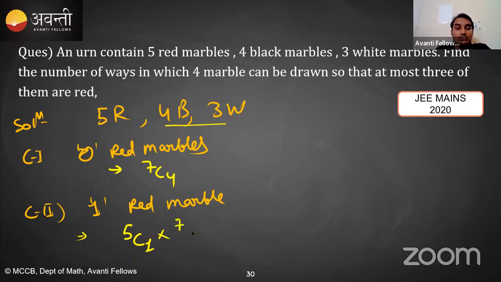So 7 total possible, 7 total available choices we have, out of which we have to select only 3 because 1 red marble we have already selected. Clear? Is this clear? Okay.